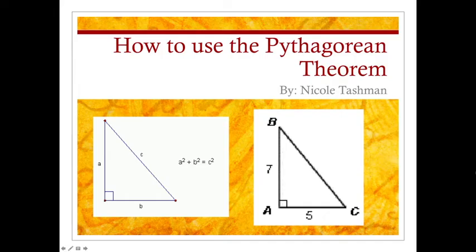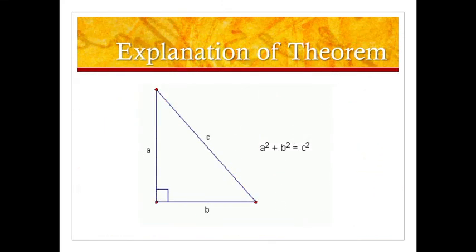Hi class, in this video I'm going to introduce to you how to use the Pythagorean theorem to solve a math problem. The Pythagorean theorem is useful in both geometry and mostly trigonometry. So if we have a triangle, it has to be a right triangle in order to use the Pythagorean theorem, which means one of the three angles has to equal 90 degrees.